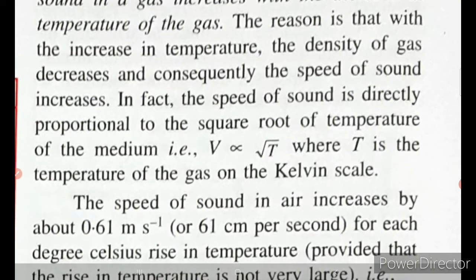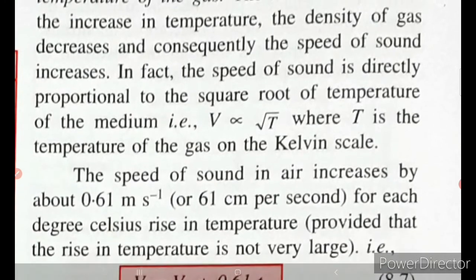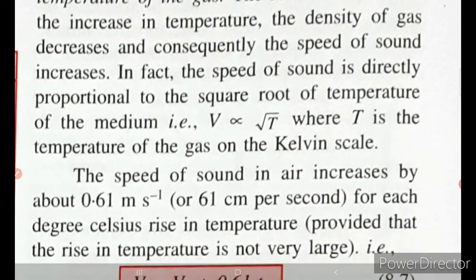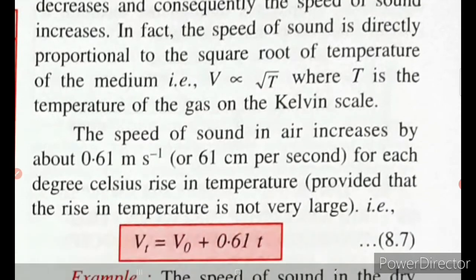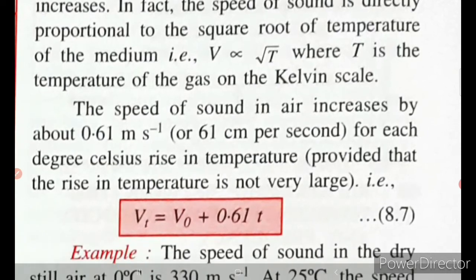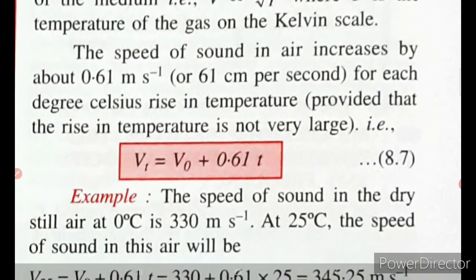Each degree Celsius rise in temperature, provided that the rise in temperature is not very large. Otherwise this formula is not valid. So for a moderate rise in temperature, we can write Vt equals V0 plus 0.61 T, where Vt represents the speed of sound at the given temperature, for example 25, 26, 28 degrees Celsius. V0 denotes the speed of sound at 0 degrees Celsius, and 0.61 comes from experiment, multiplied by T, which is the temperature of that medium at that instant.